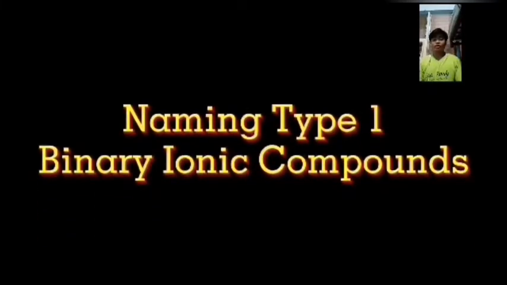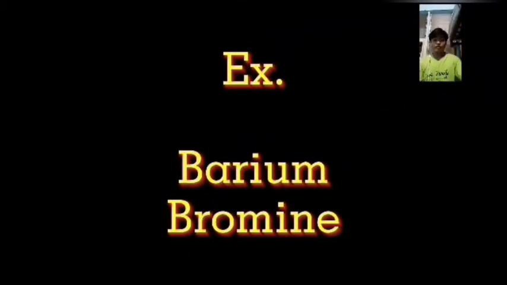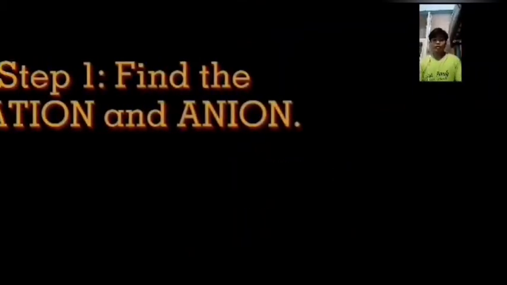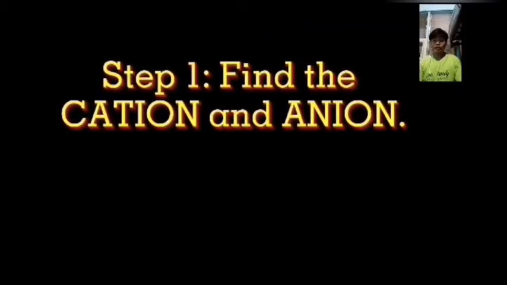Hi there. Today I'm going to show you how to combine compounds using the binary type 1. Let's take a look at this example. We have here a barium and a bromide. Now, the first step you need to do is to find the cation and the anion, which is very simple.